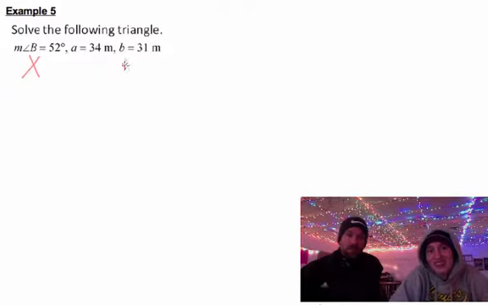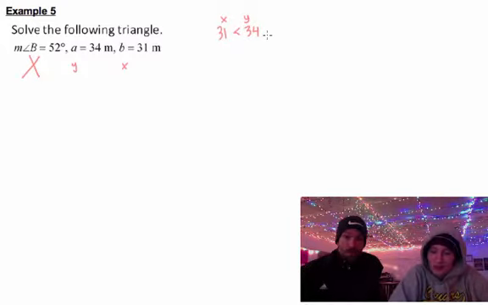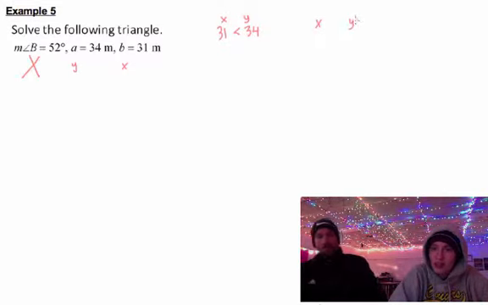Angle X, so this is little x, this is little y. So compare 31 and 34. 31 is less than 34. Now you might need to check it again tonight. 31 is less than 34. So now we have to check x and y sine x.